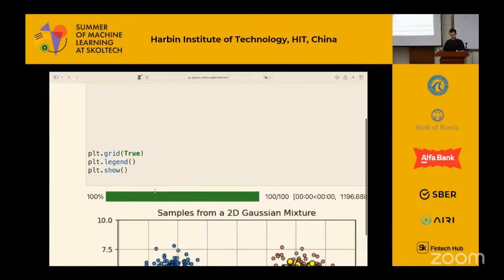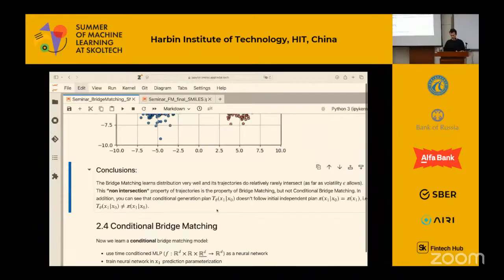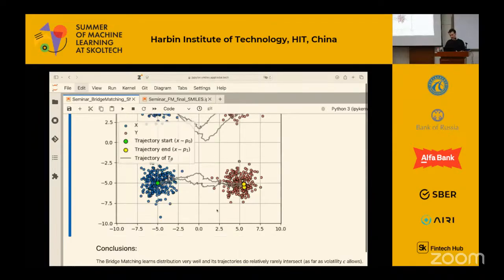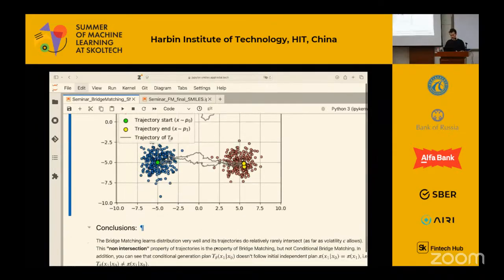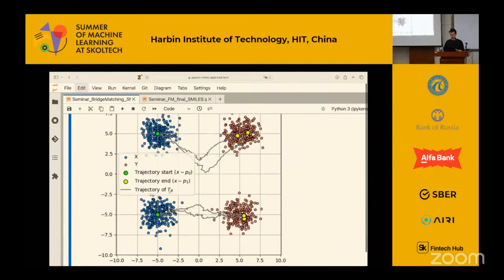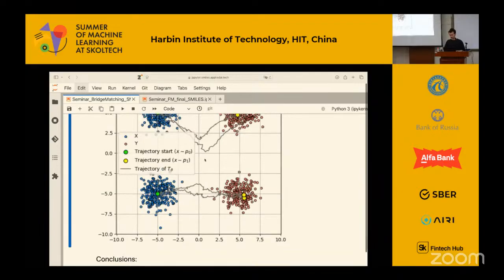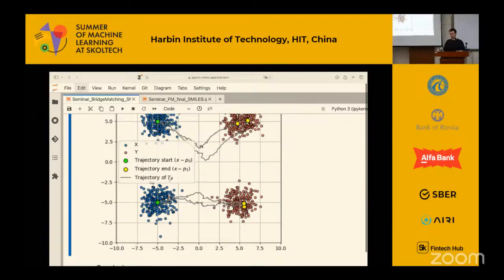So flow matching is somewhere here, but for bridge matching, it is okay. And this is the unconditional bridge matching. To conclude the experiment, we have learned the bridge matching, which has successfully learned the translation from two Gaussian distributions to another two Gaussian distributions, and which changed the data plan in favor of non-intersecting trajectories.